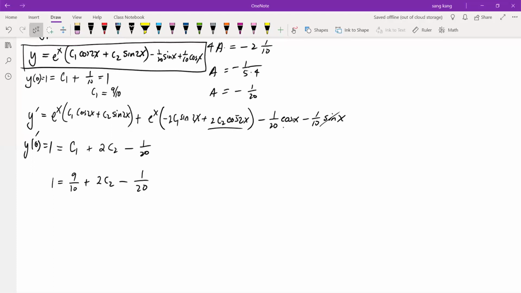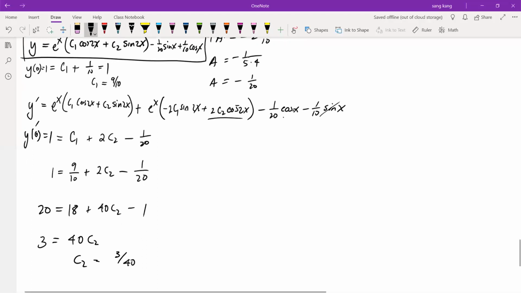So let's multiply through by 20. 20 equals 18 plus 40c2 minus 1. So 21 minus 18 is 3. So c2 is going to be 3/40.